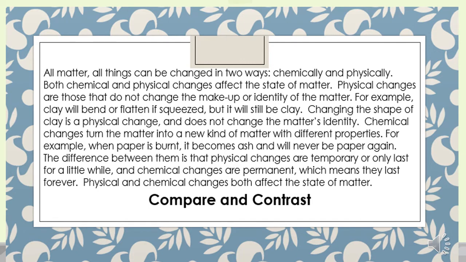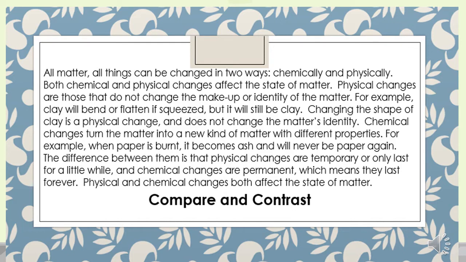Let's look at this example for compare and contrast. All matter, all things can be changed in two ways, chemically and physically. Both chemical and physical changes affect the state of matter. Physical changes are those that do not change the makeup or identity of matter. For example, clay will bend or flatten if squeezed, but it will still be clay. Changing the shape of clay is a physical change and does not change the matter's identity.